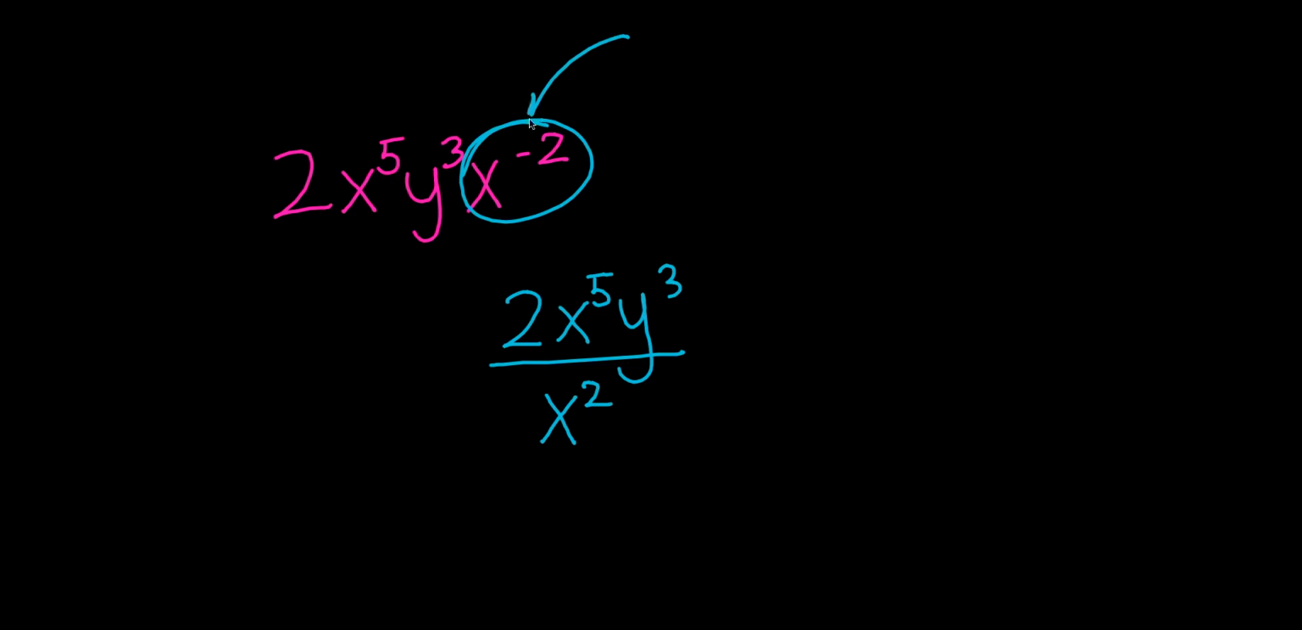And now we're going to simplify this the same way we've been doing other expressions over the last several days. So I've got two x's on the bottom, and those two x's can take away 2 of those 5, leaving behind 3. And we'll end up with 2x cubed y cubed. And the same idea will happen if we see something like x to the 3rd, y to the 5th, over x to the negative 4th.